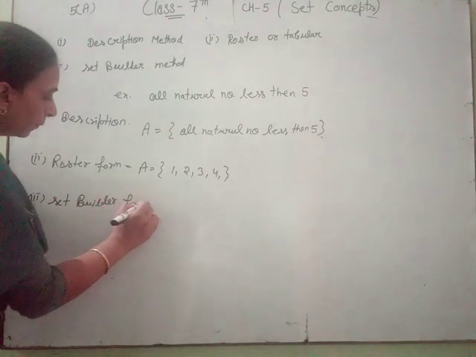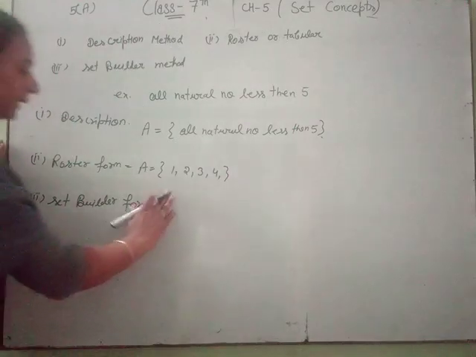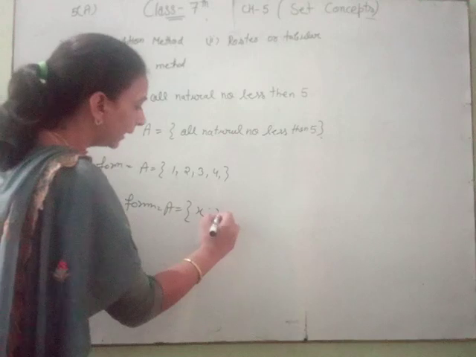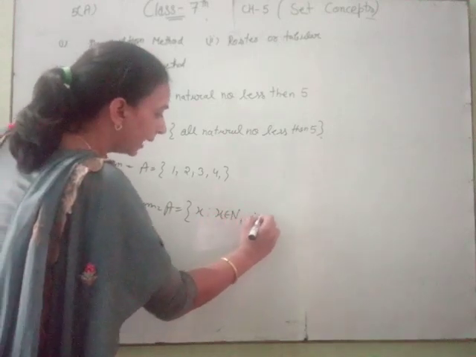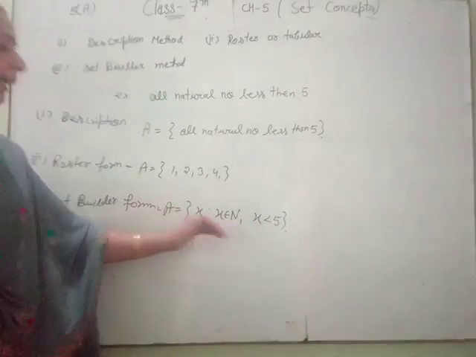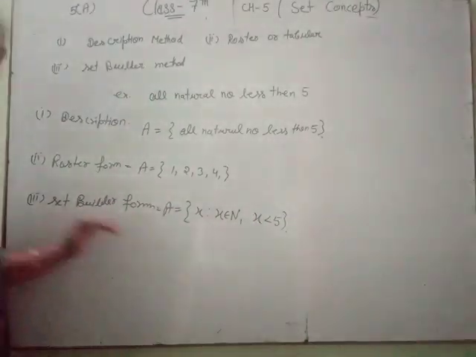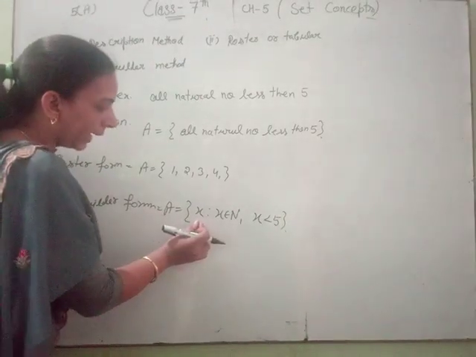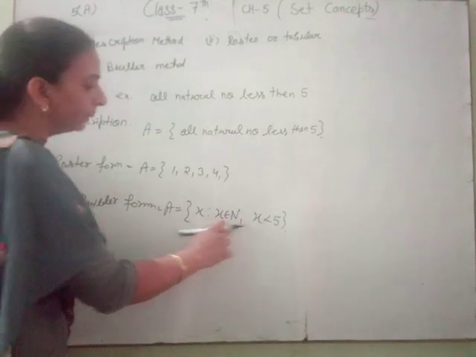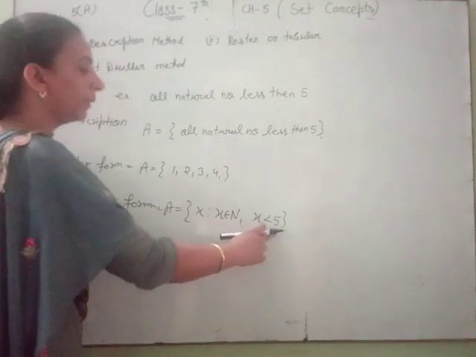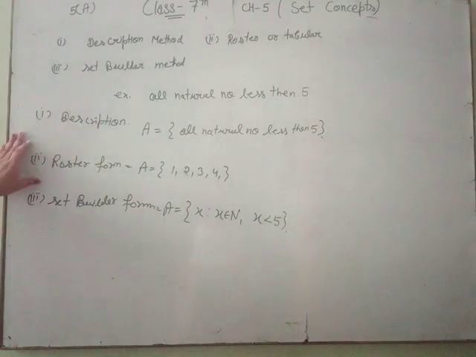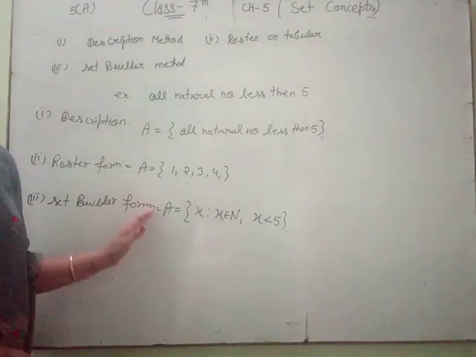Set builder form. What is set builder form? If we write a set of this type, A = {x : x belongs to N and x is less than 5}, then this is set builder form. In set A, all x belong to natural numbers. We take all x from natural numbers, and every x is less than 5. That is 1, 2, 3, 4, and 5. This is description form, this is roster form, and this is set builder form.